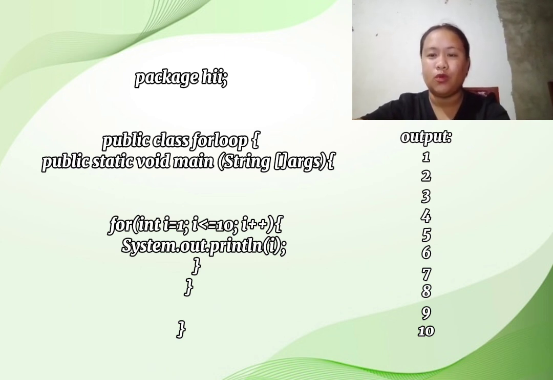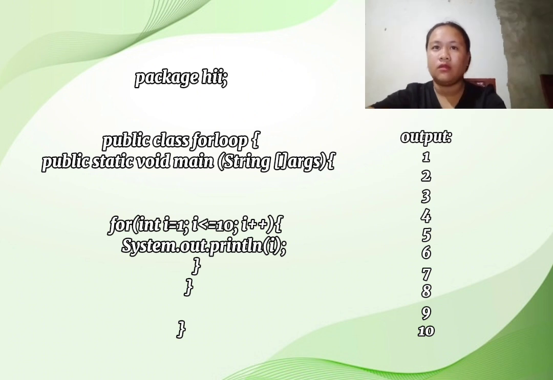The first is initialization. It will initialize an integer I and set its initial value to 1. The second is the condition. The condition is I is less than or equal to 10. The loop will continue executing as long as the condition I is less than or equal to 10.